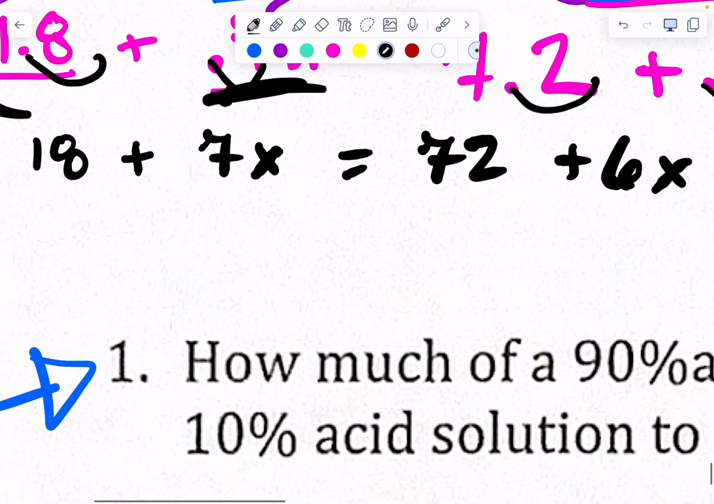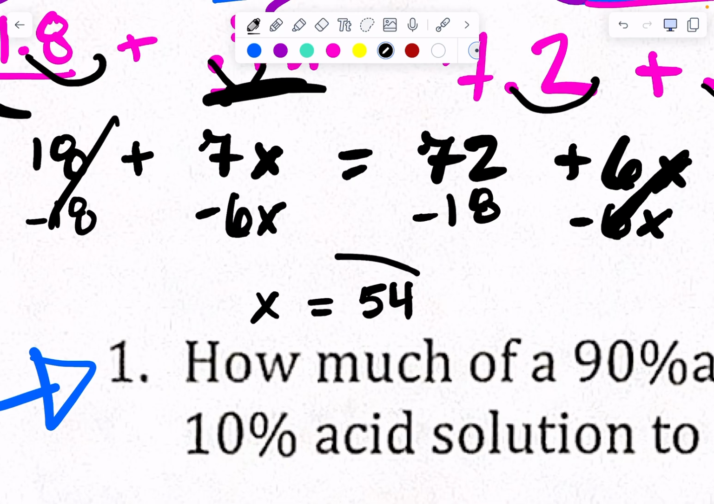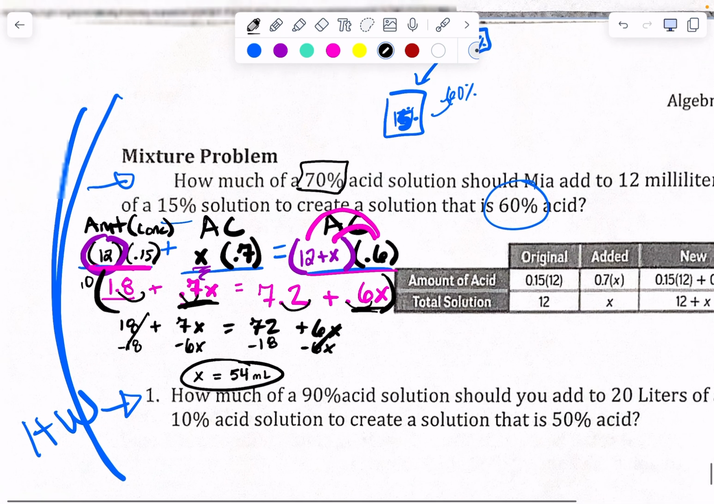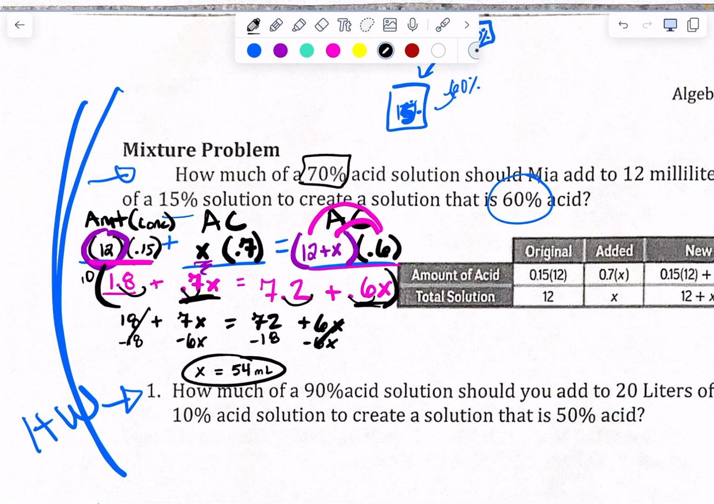What are you going to move there? Subtract 6x from both sides. Let's subtract the 18 over. Can I do that at the same step? Is that confusing? 7x minus 6x is 1x, or just x. 72 minus 18 is 54. What does that mean? x equals 54. Is this milliliters? Yeah. I have to add in 54 milliliters. But keep in mind, I'm starting with 15% and I'm adding 70% and I want to raise it up to 60%. I'm going to have to add in a lot, right? 12 milliliters is what I have to start with. I'm going to have to add 54 more in order to be a 60% solution.